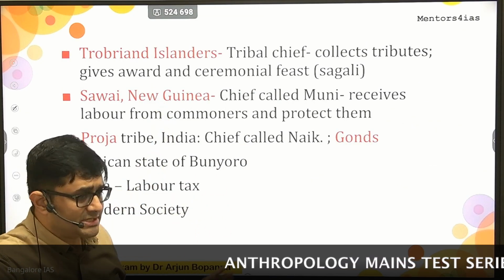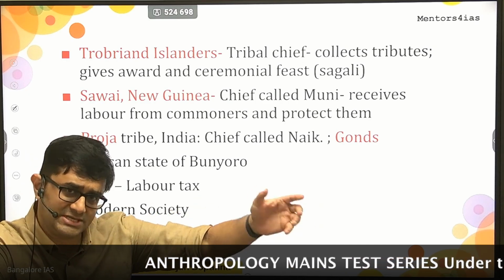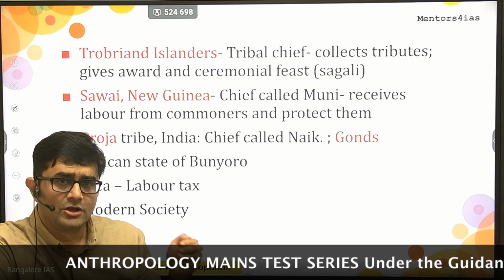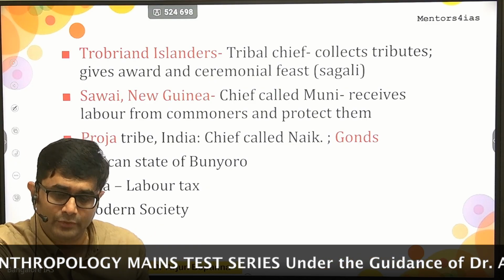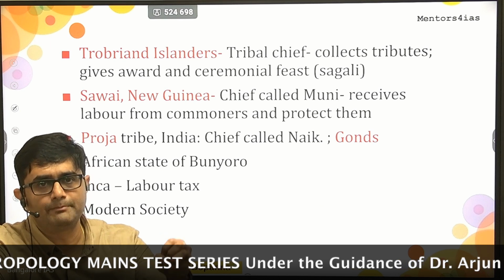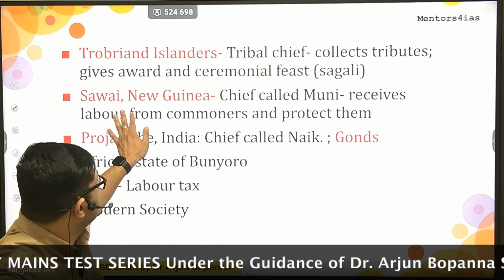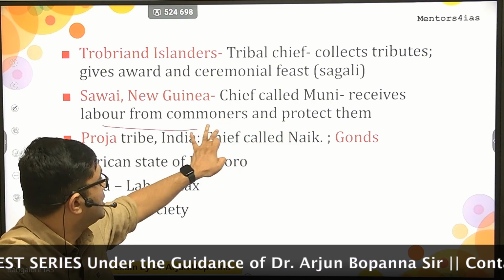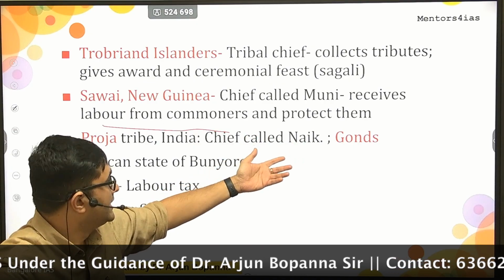So many examples are there. We talked about Trobriand Islanders. So you find all these kinds of exchange in the same society also, depending upon the context. So in Trobriand Islanders, they have chiefs. The chief collects tributes from the people and will undertake public work and public services. Similarly, Sai of New Guinea, chief is called as Muni. He receives labor from the commoners, and in return, he protects them from outside attack.